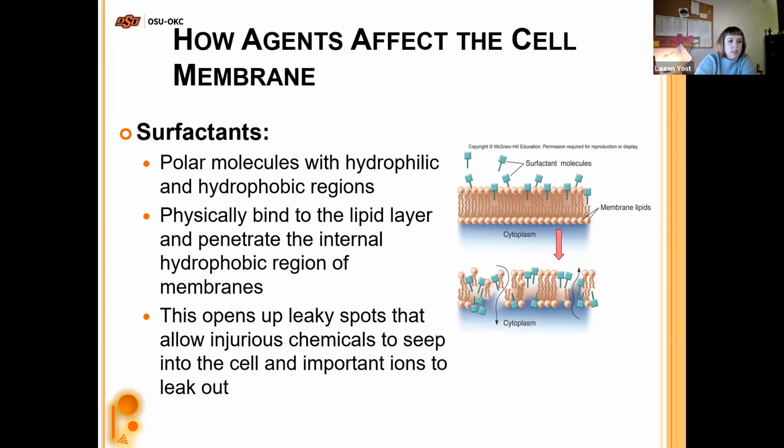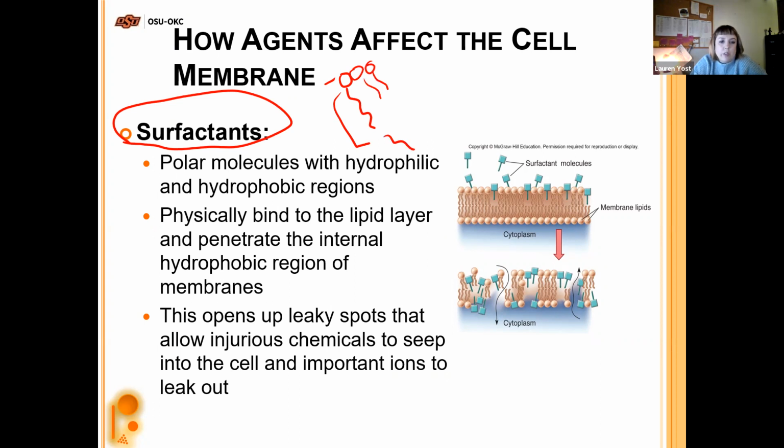So surfactants are polar molecules with hydrophilic and hydrophobic regions. Remember when we were talking about phospholipid bilayers, they had a charge at the top, and then this part was hydrophobic, the part that doesn't like water. So all the charged heads will come together, and then the tails come together, and they create the same on the other side as well. That's what's depicted down here. That's a lipid bilayer. So these guys can mimic that.